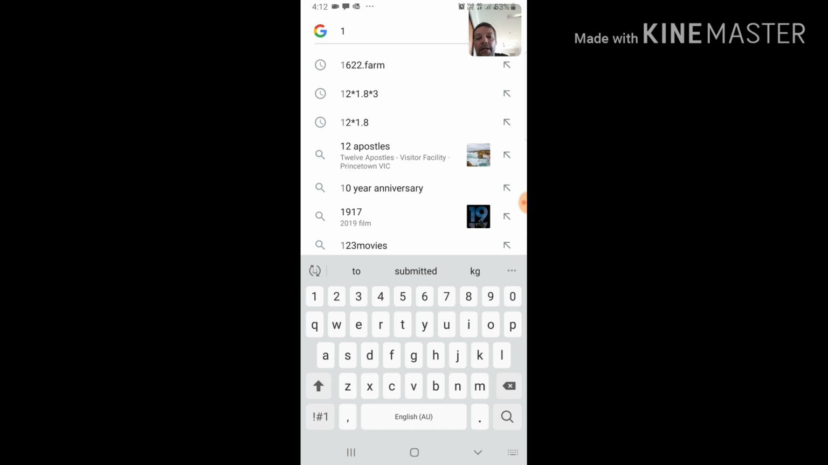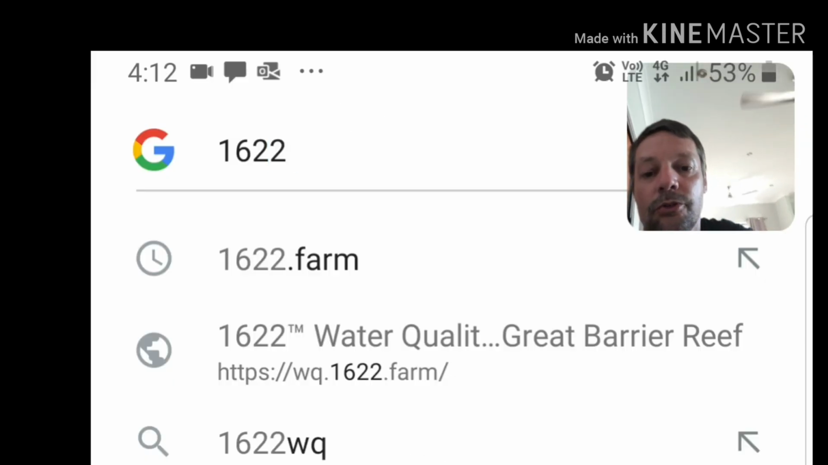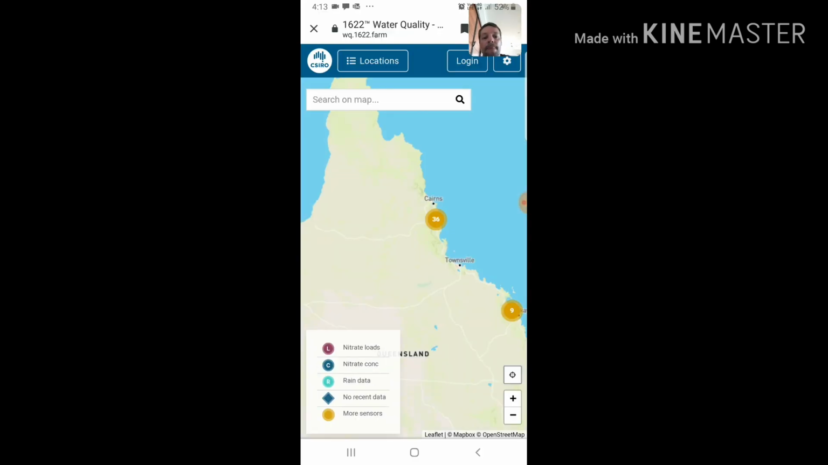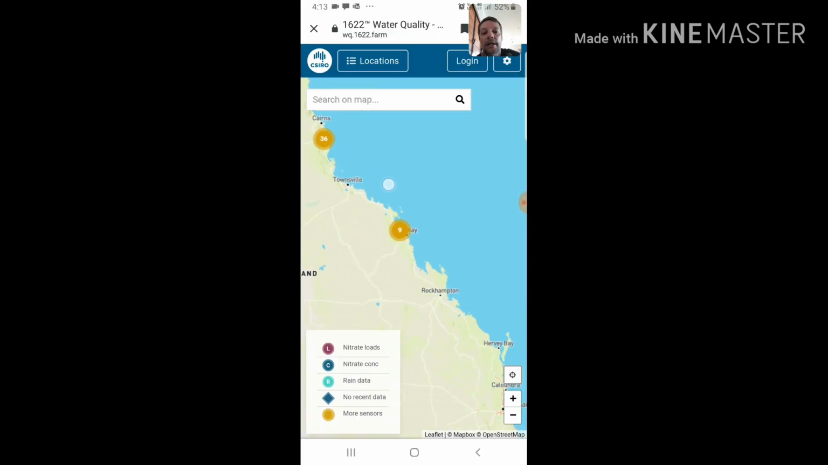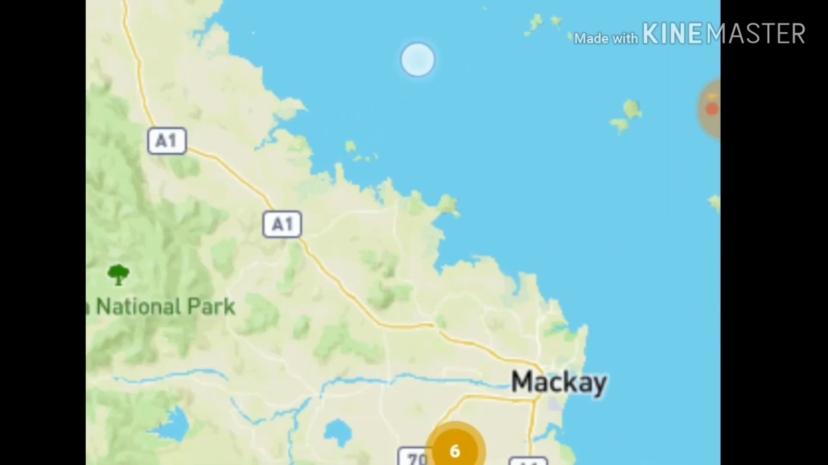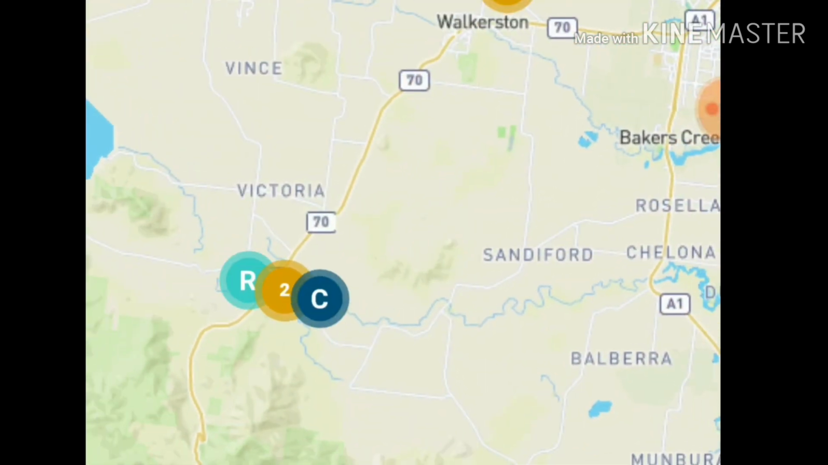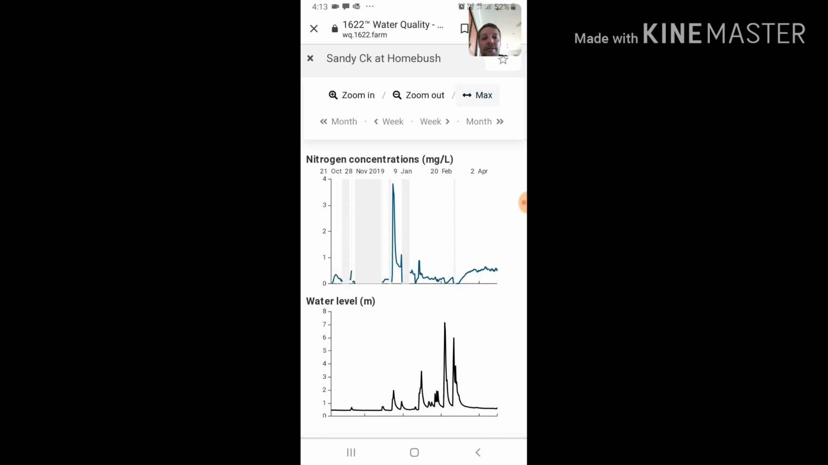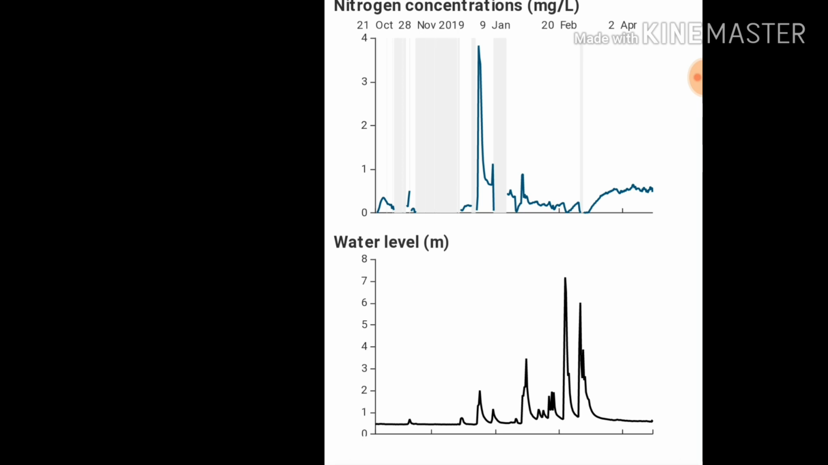This time I'll again type 1622.farm into our browser, and I'll zoom in on Mackay and have a look at the Sandy Creek sensor down there. I'll click on the maximum extent button to have a look over the whole wet season. That's quite interesting.